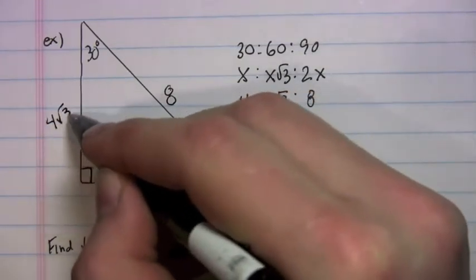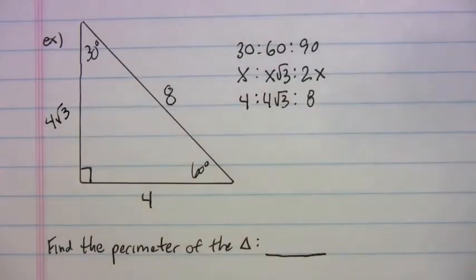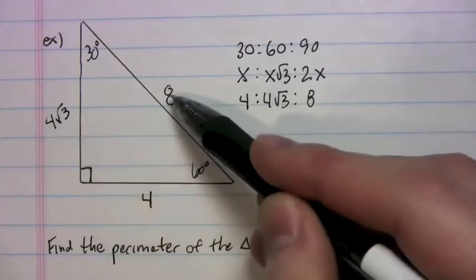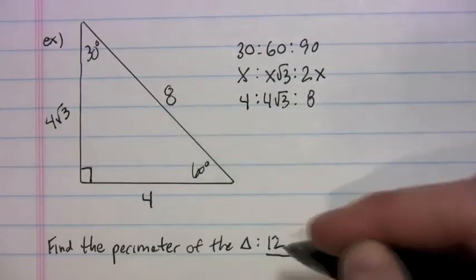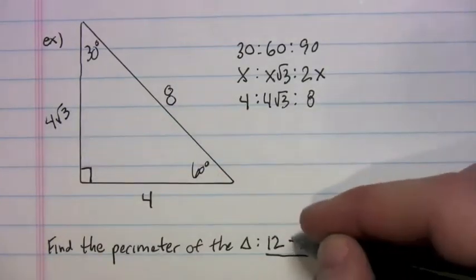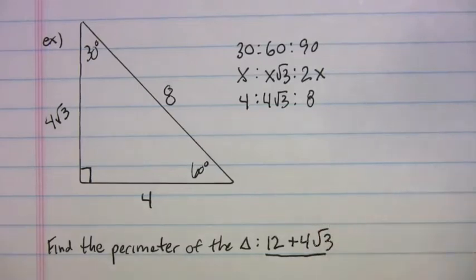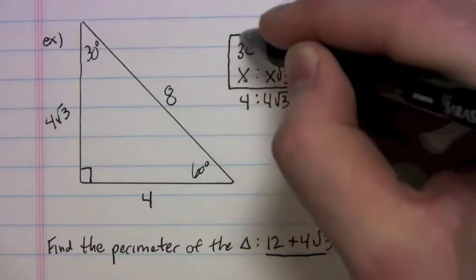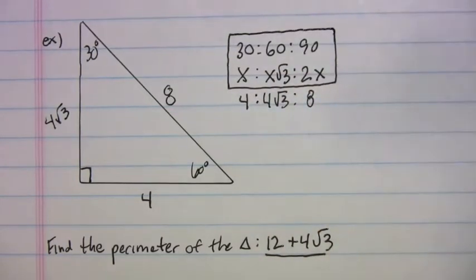That's 4 radical 3. And what does the problem want to know? What is the perimeter of the triangle? So we're just going to add up all the sides. 8 plus 4, 12, plus 4 radical 3. Not much we can do with that expression after that. That's in simplest form. Okay, so this was kind of an easy one with the 30, 60, 90, but again, to get these right, you have to memorize the ratio of the sides. Okay, let's try another one.